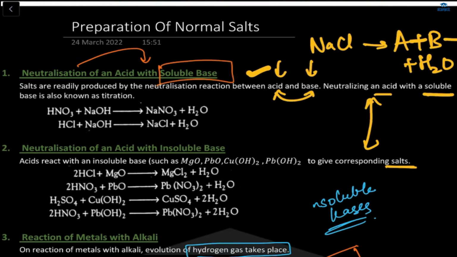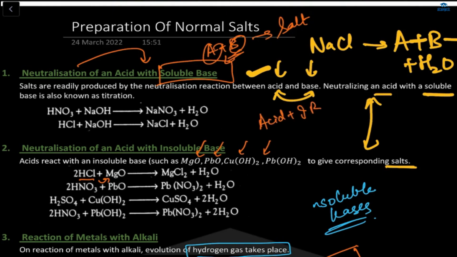And if it is neutralization of an acid with an insoluble base, then what will happen? These are insoluble bases: MgO, PbO, Cu(OH)2, Pb(OH)2. So here we will react acid with an insoluble base to produce a corresponding salt. We will simply add acid plus base to produce a salt, and in this we are mixing an acid with an insoluble base to produce a salt.